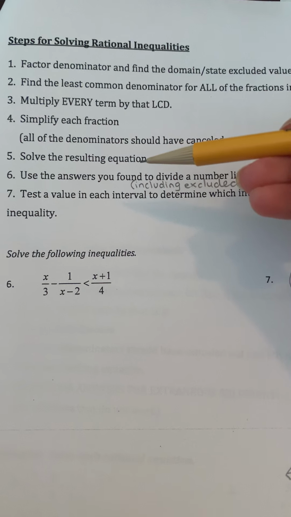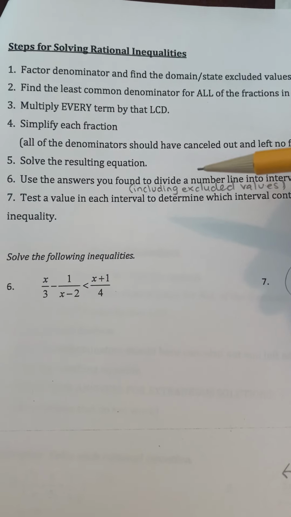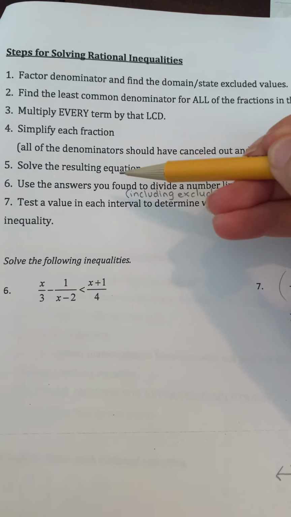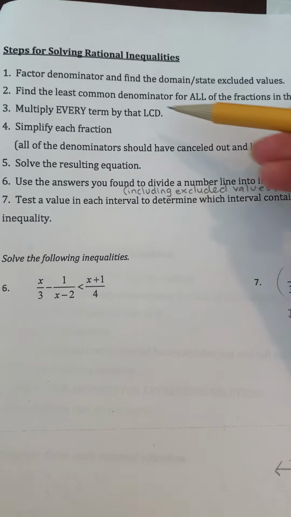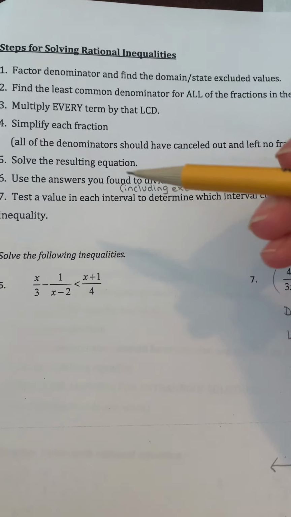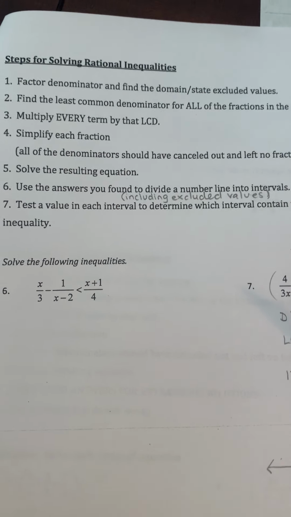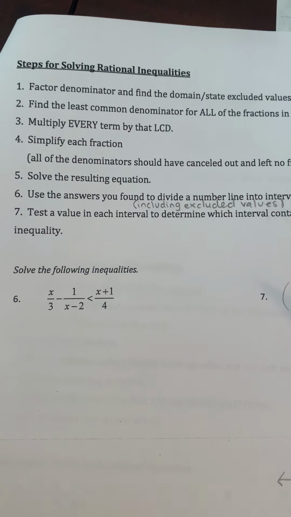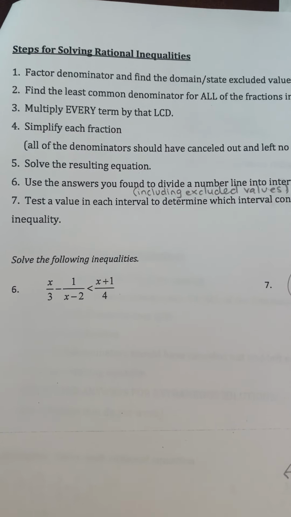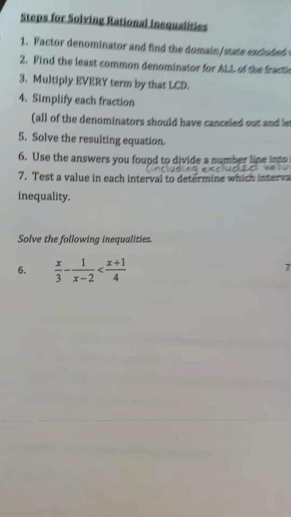Those answers that you get from solving your equation aren't the answers. We need to make a number line and divide that number line using the answers that we found by solving, as well as the answers of my excluded values. Once we have a number line with those numbers on it, we're going to have intervals where we find test points. And that's the tedious part that might take a little bit of time and that you want to be really careful with.